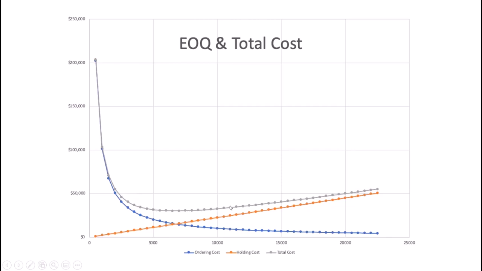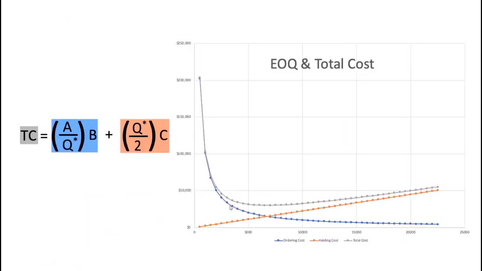So let's take a look at how we build this whole graph. We start with this equation. This equation, again, you've seen it before, says that the total cost, gray line right here, equals the ordering cost, this represents the blue line, plus the holding cost, which is represented here. So this equation actually builds this entire graph, and I'm going to show you how it finds the EOQ as well. So you never even have to use the square root if you don't want to.